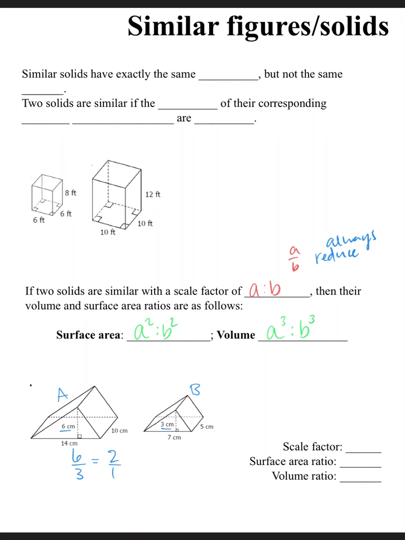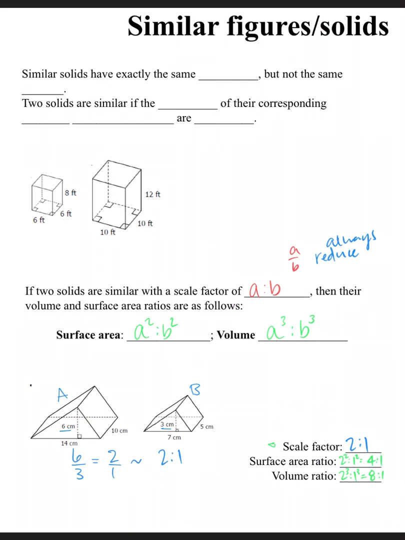And let's write these as ratios. So let's write them as 2 to 1. So our scale factor here is 2 to 1. So then in order to find the surface area ratio, I'm just going to take those numbers and square them. So I'm going to have 2 squared to 1 squared, so 4 to 1. And for the volume, I'm just going to take that original scale factor and cube it. So then I've got 2 cubed to 1 cubed, and 2 cubed is 8, so then my volume is 8 to 1.